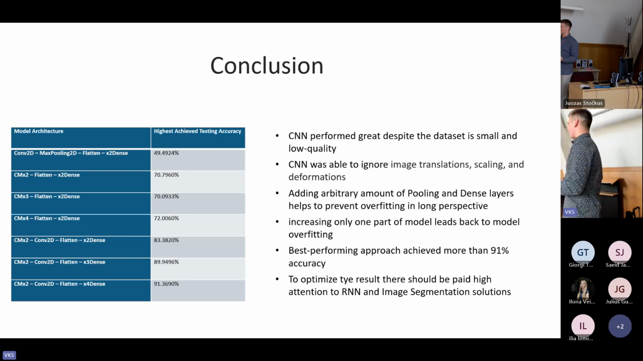If we talk about further research to optimize the result, big research should be done, of course, and high attention should be paid to recurrent neural networks and image segmentation tasks. Thank you very much.